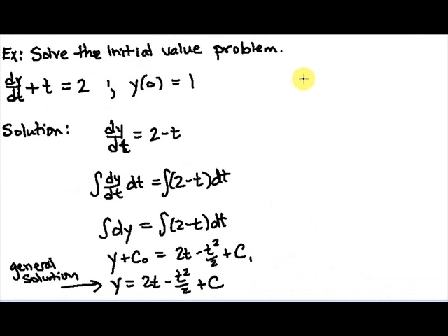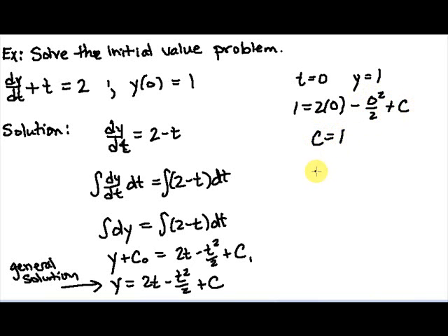Alright, so to say that y of 0 equals 1 means that when t is 0, y is 1. So plugging into our solution, we have 1 equals 2 times 0 minus 0 squared over 2 plus c, which means that c is equal to 1. So the particular curve that we're looking for is y equals 2t minus t squared over 2 plus 1.